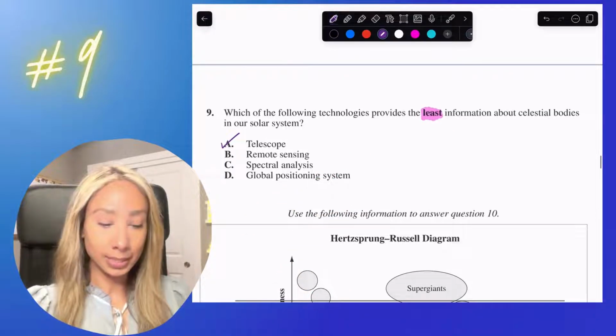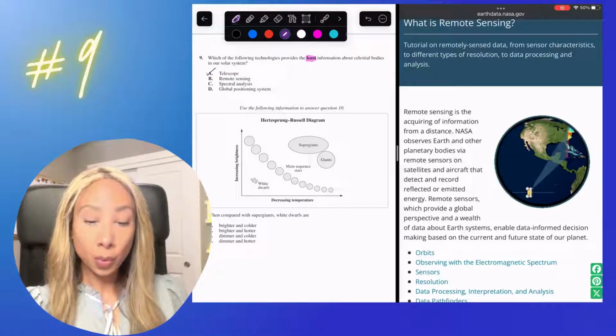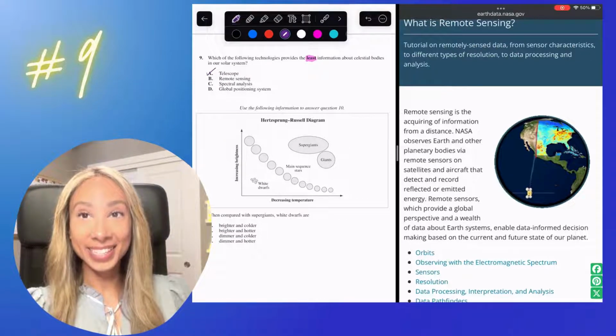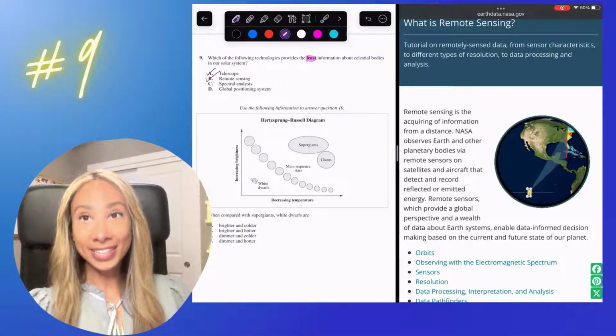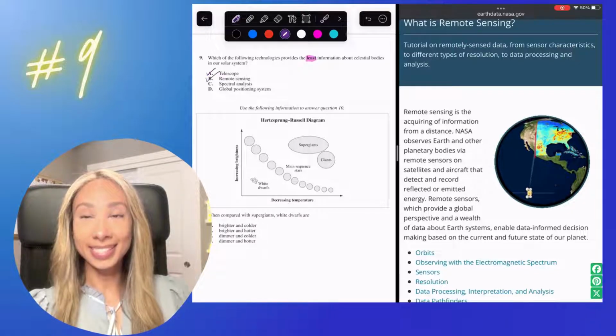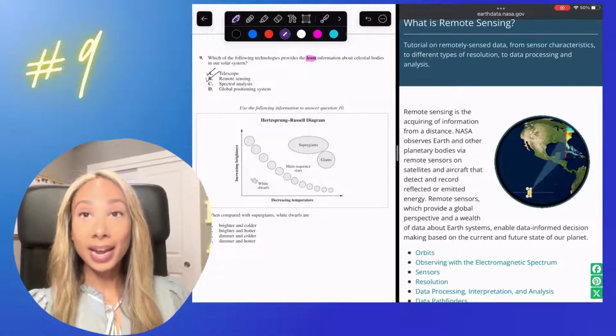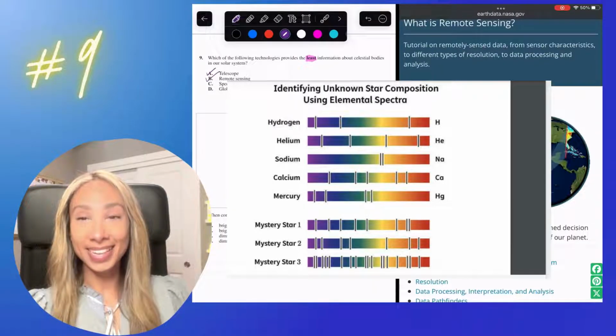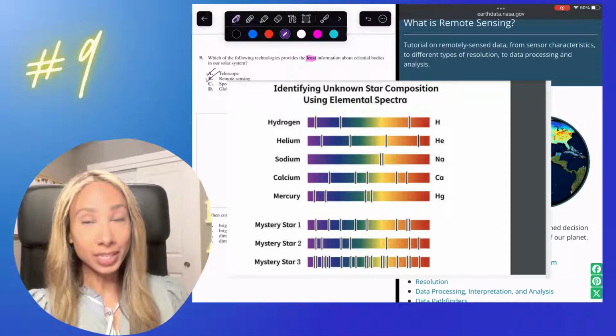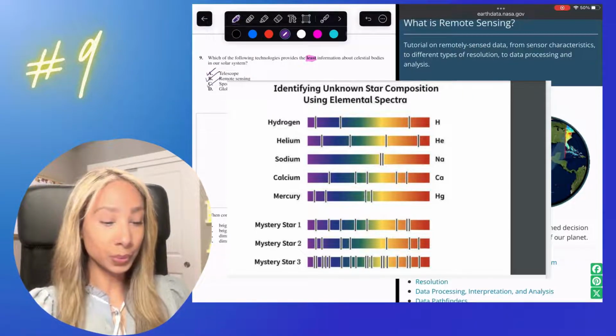Now, with remote sensing, I actually pulled that definition up here. So remote sensing is basically satellites that are positioned in order to look at celestial bodies from a distance. So this one would definitely work. Letter C is talking about spectral analysis. Well, we talked about that earlier and how that really gives us a composition of different stars and different gases. So that one's really important.